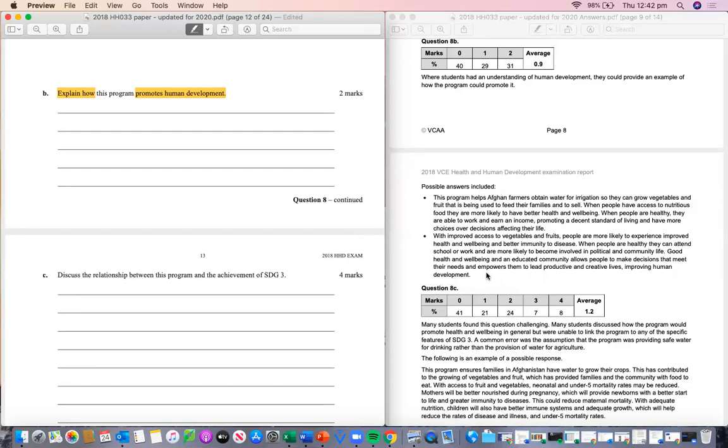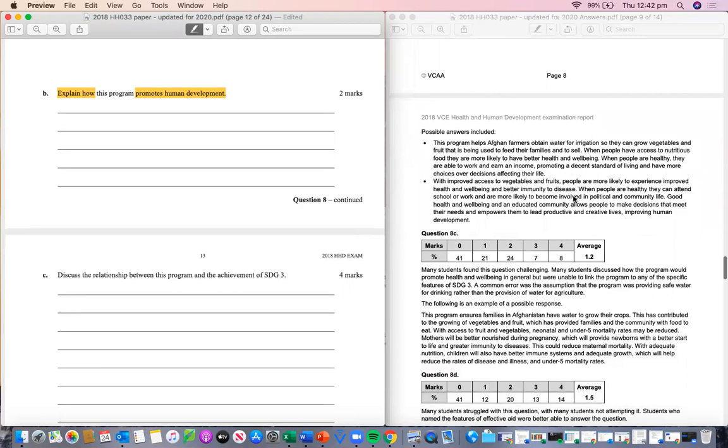With improved access to vegetables and fruits, people are more likely to experience improved health and well-being and better immunity to disease. When people are healthy, they can attend school or work and are more likely to become involved in political and community life. Good health and well-being in an educated community allows people to make decisions that meet their needs and empowers them to lead productive and creative lives, improving human development.